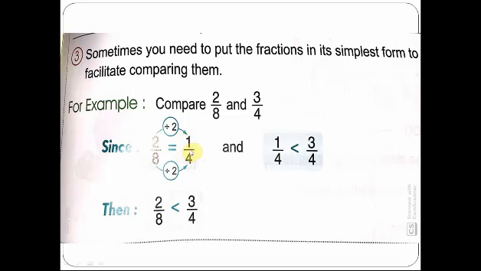So can I compare between a quarter and 3/4? Yes, sure. The same denominator, so the bigger numerator is the greatest. So a quarter is smaller than 3/4. That means I go back to the original numbers. That means 2 over 8, this fraction, is smaller than 3 over 4, 3/4.